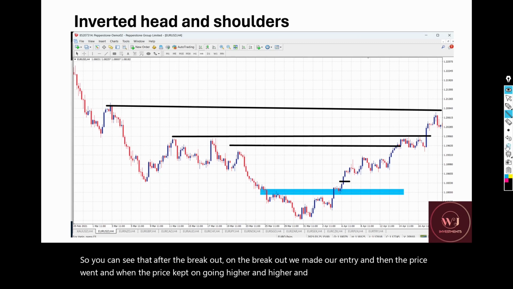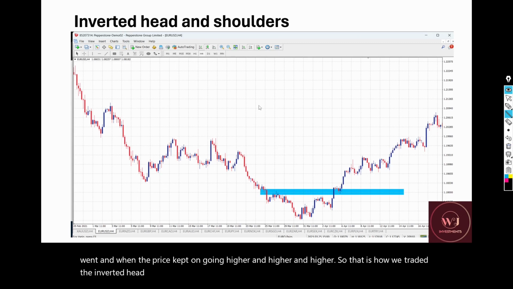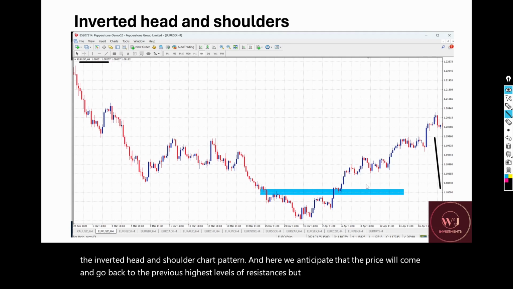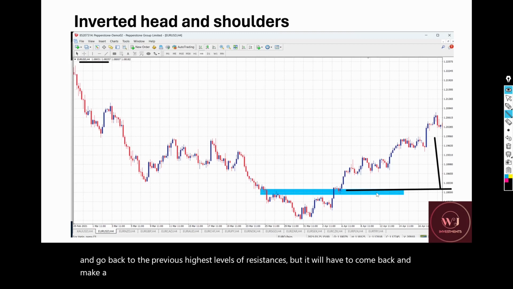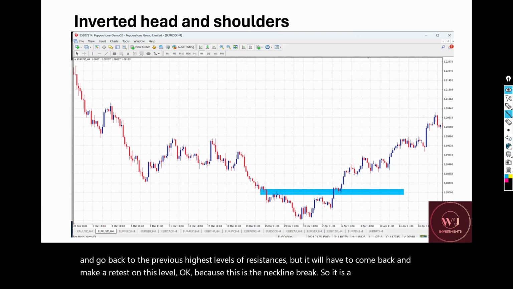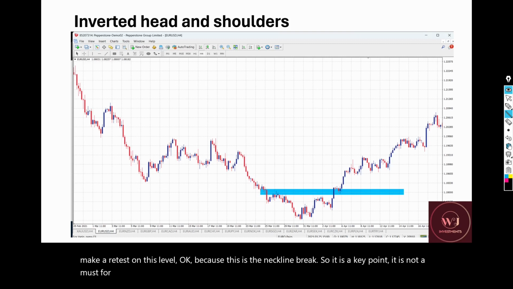So that is how we trade the inverted head and shoulder chart pattern. Here we anticipate that the price will go back to the previous highest levels of resistance, but it will have to come back and make a retest on this level, because this is the neckline break, so it is a key point. It is not a must for the price to come back and retest. It can not retest and then keep on going forever.